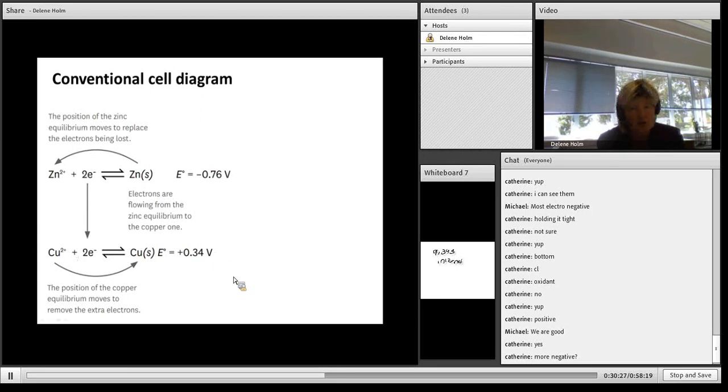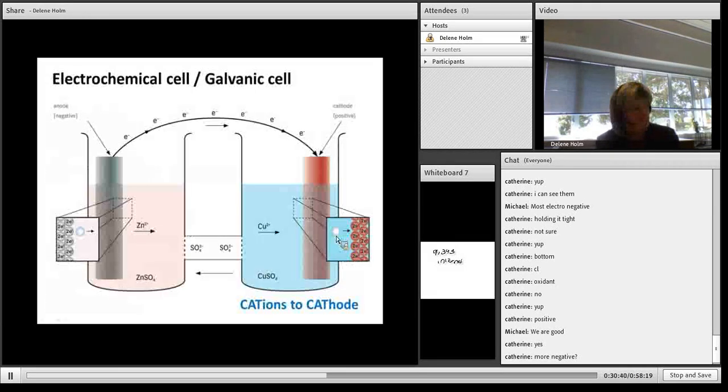Now we don't want to always keep on drawing those. If I just go back, so I'm just going to go back to the previous one. We don't always want to draw cells like this. This is what we call an electrochemical cell or a galvanic cell.